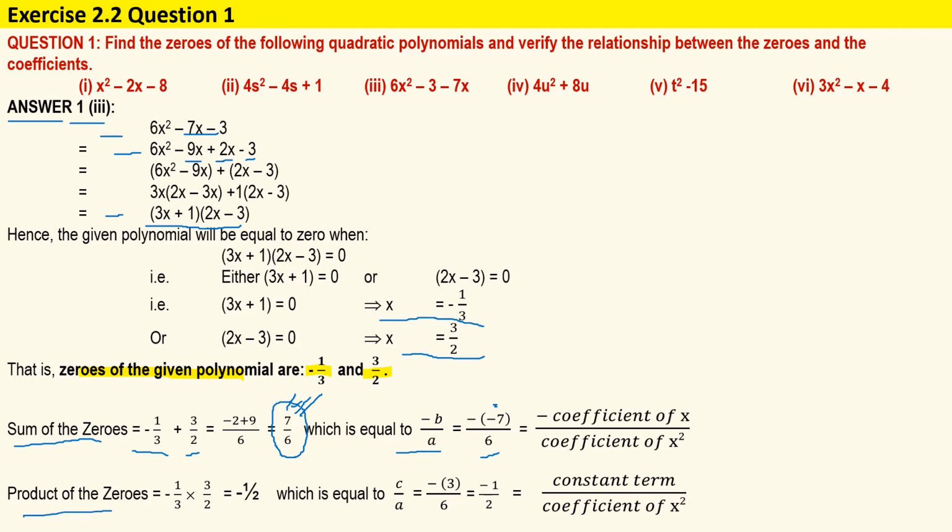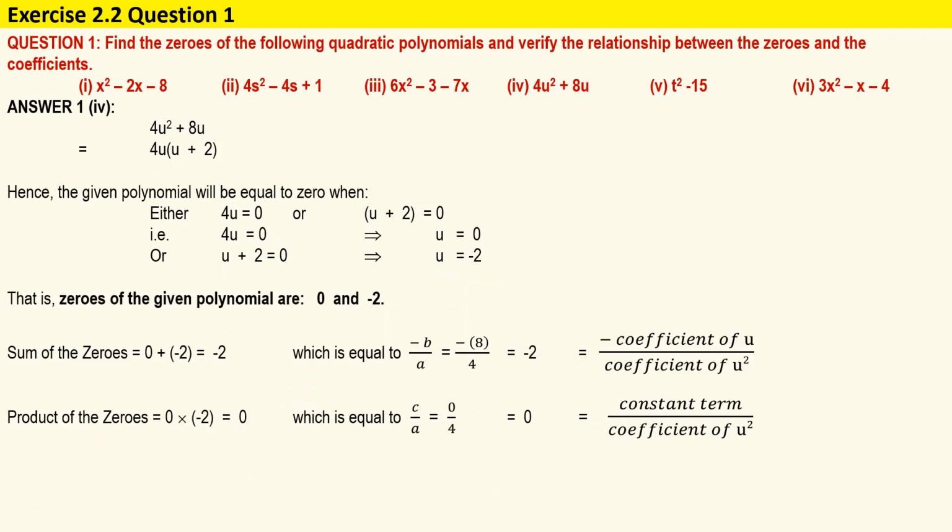Similarly, the product of the zeros will be minus 1 by 3 multiplied by 3 by 2, which will be equal to minus 1 by 2. And this minus 1 by 2 is equal to c by a, because in the given polynomial c is minus 3. So we have c by a is equal to minus 3 by 6, which is equal to minus 1 by 2, and which is equal to the same value that we found by multiplying the zeros that we had found here. So hence we can say that we have verified the relationship between coefficients and the zeros as well.